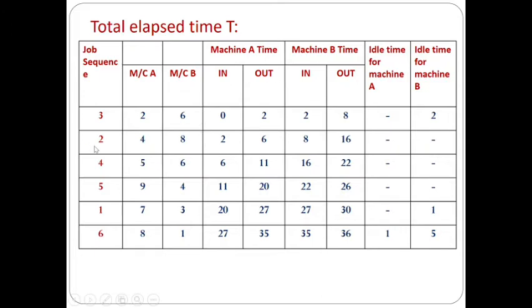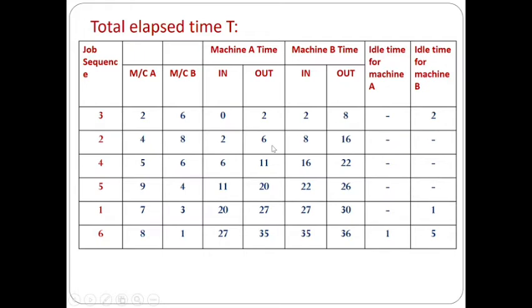Then in the same way, we come to the second job. Here the second job is job number 2. Job number 2 can be started only after completion of the first job on machine A, which is job number 3. So time out for job number 3 is 2 minutes. So at the end of 2 minutes, that will be the time in for job number 2, right? And the time out for job number 2 is 2 plus 4, which is 6, right?